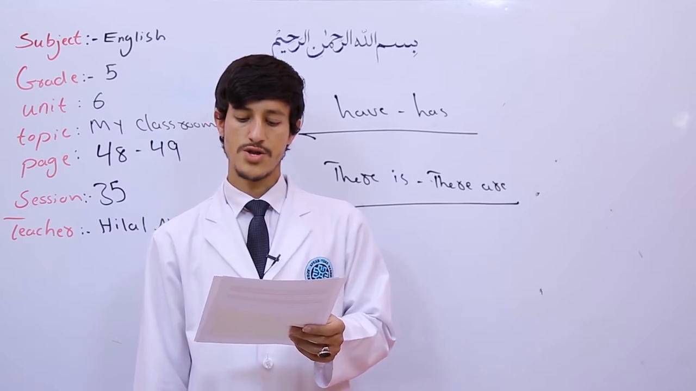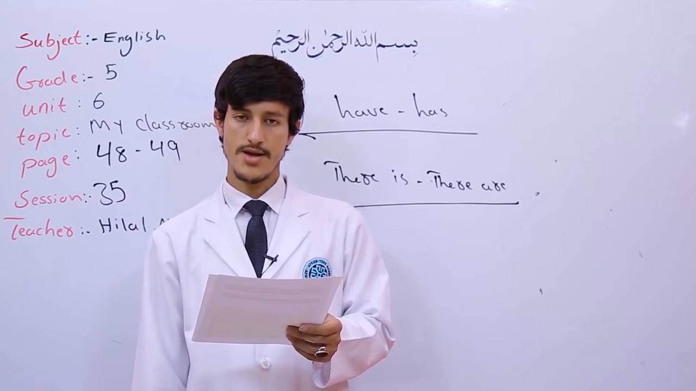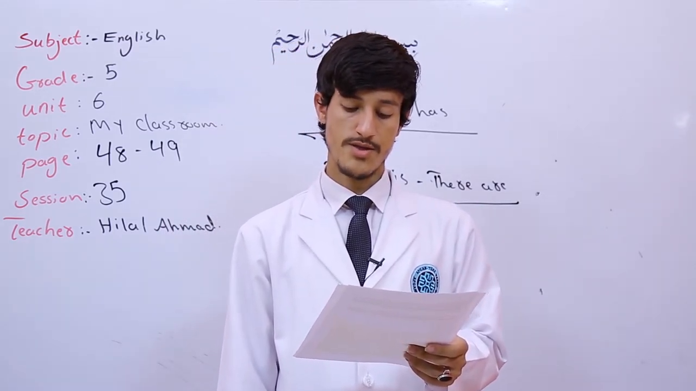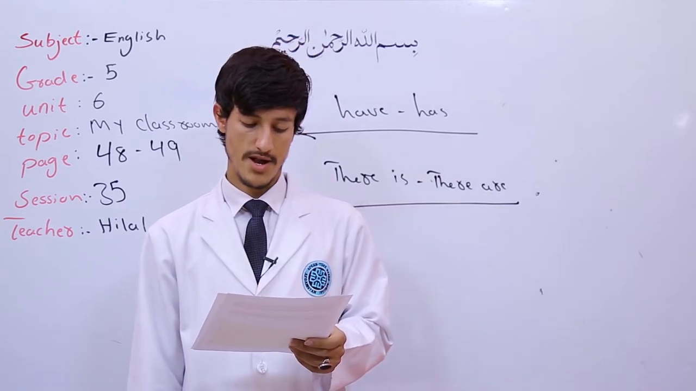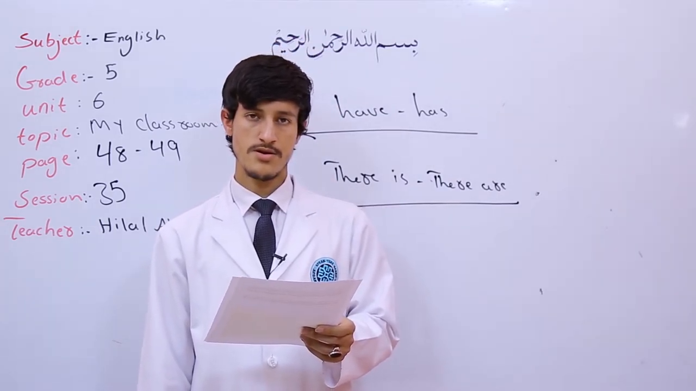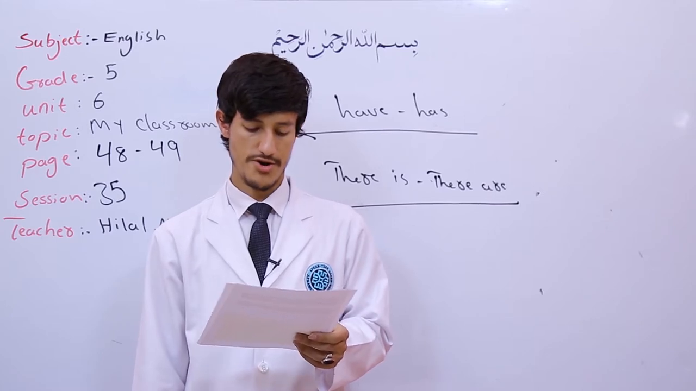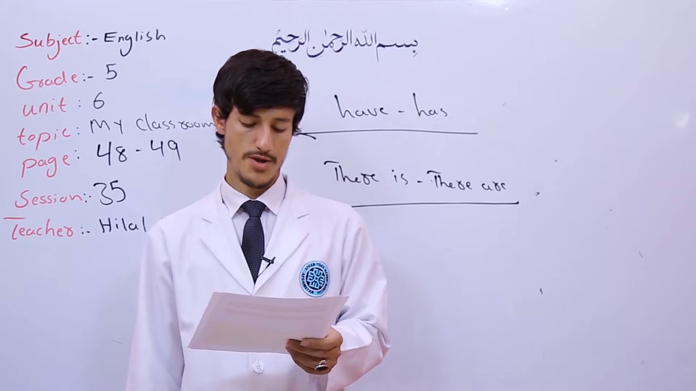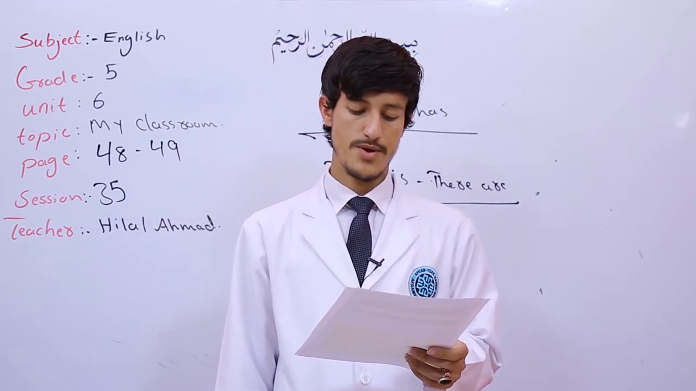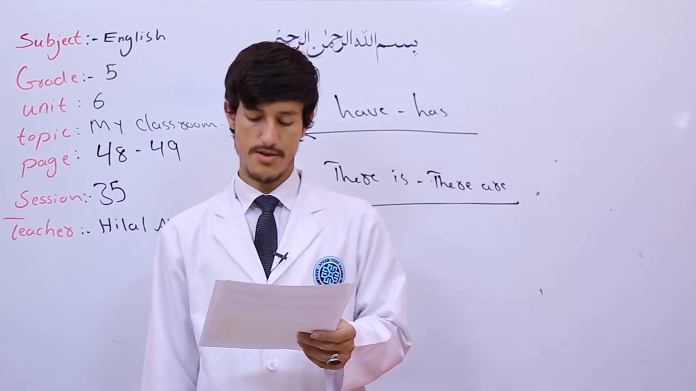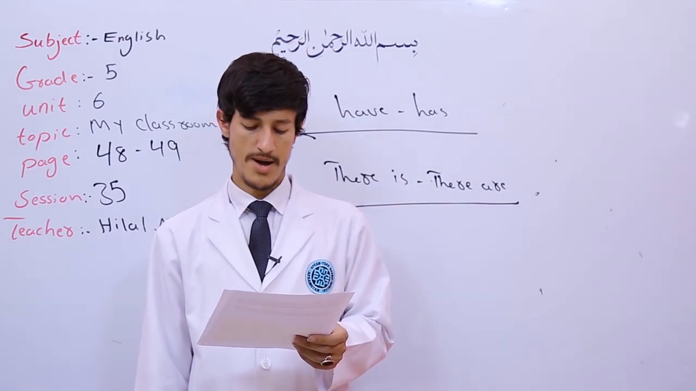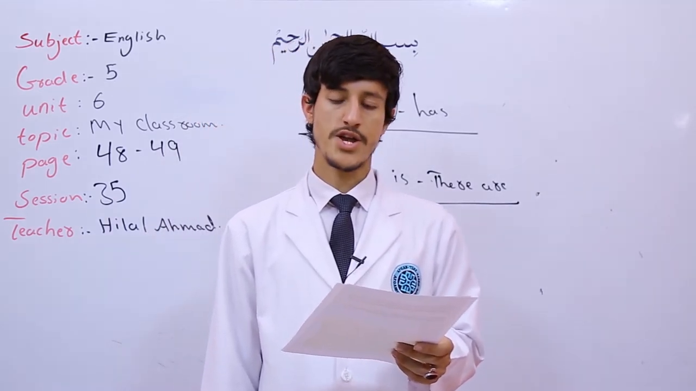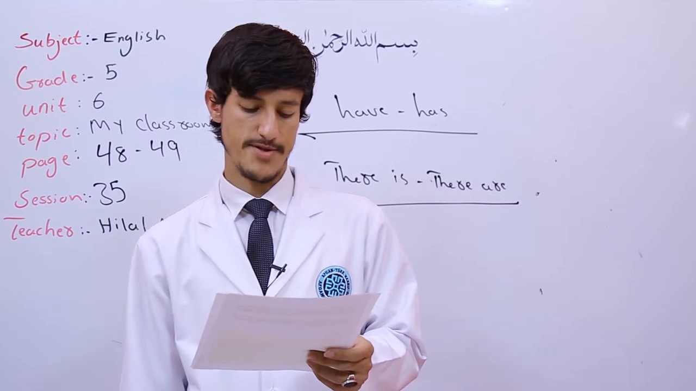There are 23 tables in my classroom and 45 chairs. There is a chalkboard in front of our classroom. There is a clock on the wall, but there is no map on the wall. There are two books and one dictionary on the teacher's table.